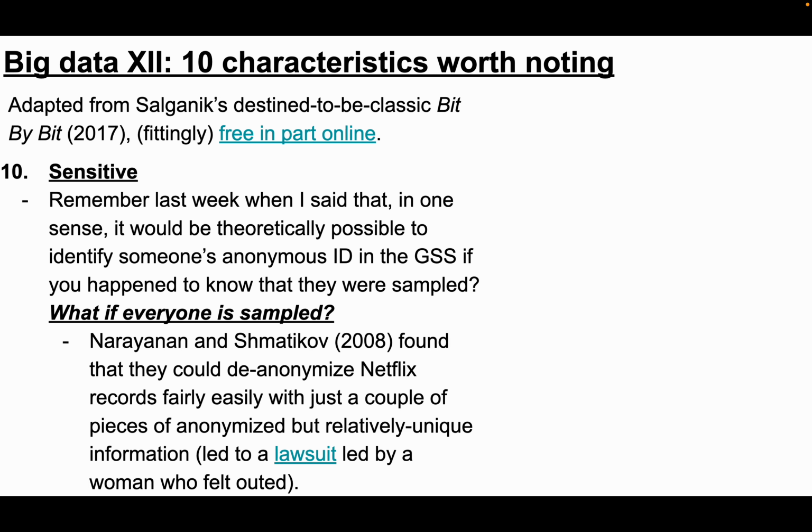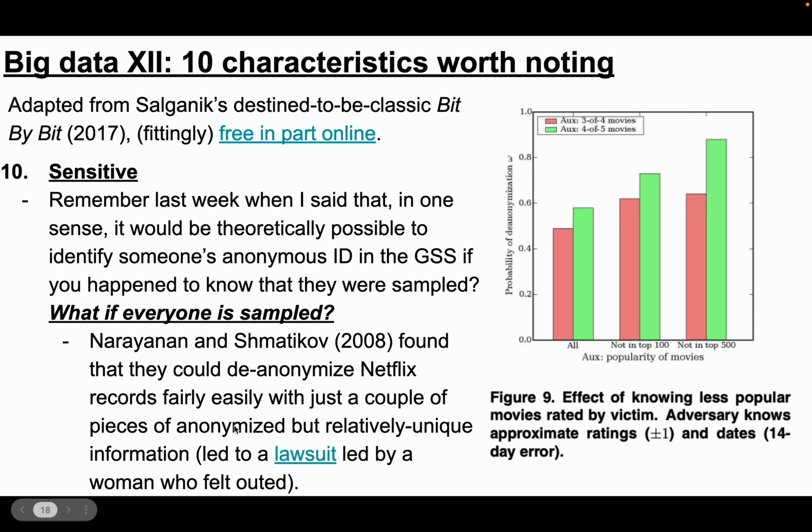Then there's this really severe problem that then you can just filter the data by characteristics you know to be true of the person. It's pretty straightforward. You can tell Stata to make a new data set of only the people that fit certain characteristics, and if you have a lot of information on them, you can really narrow it down quite a bit. Maybe even more impressively, these 2 researchers found that they could de-anonymize Netflix records fairly easily with just a couple of pieces of anonymized but relatively unique information, and it led to a lawsuit, actually, that I believe prevailed by a woman who felt outed by this.